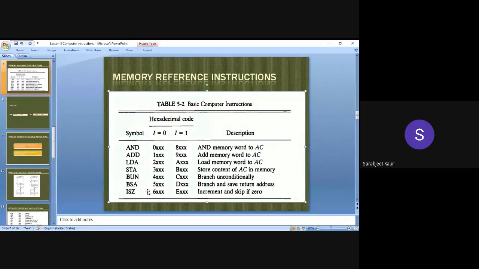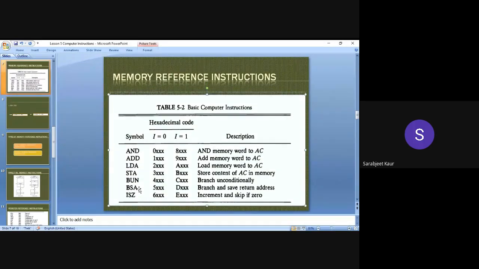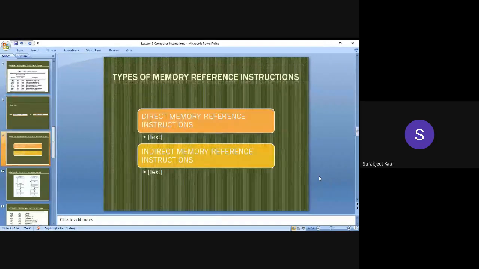But even if you've not understood this completely, the last 3 instructions, we will come to them again in much more detail. Now, the memory reference instructions themselves, please see, are of 2 types: direct memory reference instructions and indirect memory reference instructions.